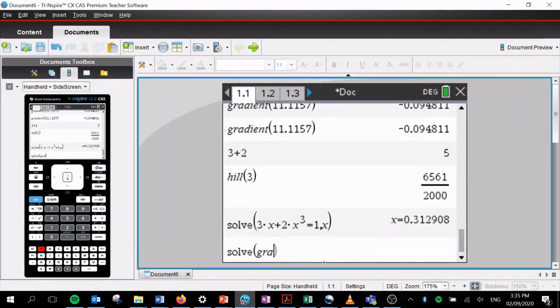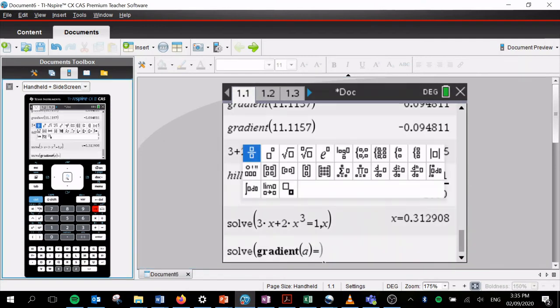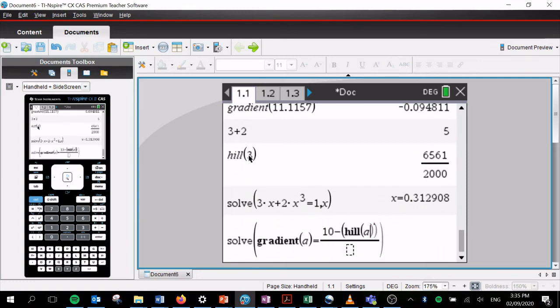So we're looking for gradient of a, when gradient of a is equal to, and then we want a fraction, 10 minus, we'll put this in brackets, h(a) plus 3. So that's our rise there. And then our run, we go from 0 to a. So it'll be 0 minus a. And then we're solving this for a.